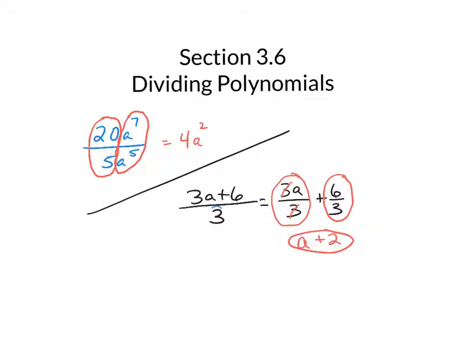Many people, though, would rather not rewrite it. Just remember that with this 3 that I have in the denominator, I'm dividing both of these terms, the 3a and the 6, by the 3. So I could go 3a divided by 3. Once again, the 3's cancel. I'm just left with a. Then I'm going to divide 6 divided by 3. 6 divided by 3 gives me 2. I still get the same answer that way, a plus 2. Just remember you are dividing both terms in the numerator by the denominator, 3.